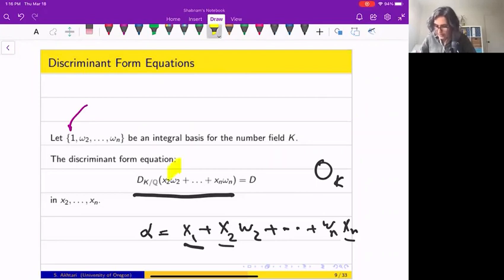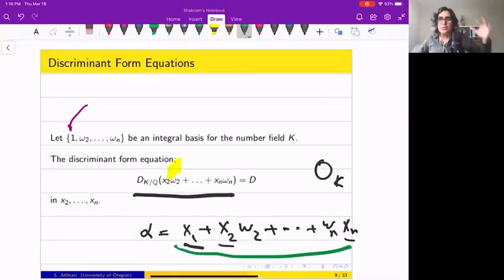The reason I ignored x1 in this formula is that it doesn't matter what x1 is, because when you write the discriminant of an element of this shape, you have conjugates, one conjugate minus the other conjugate and so on. So this rational integer just gets canceled when you find these differences. So the discriminant of this element would be exactly the same as the discriminant of this element. So I don't have to be worried about that, and there would be one fewer variable to think about.